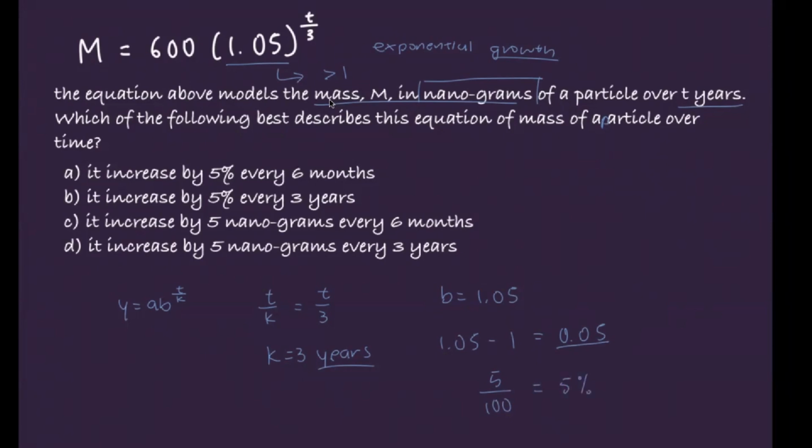So let's take a look at our choices. Every choice mentions increase. That's good. And increase by how much? 5% and 5 nanograms. We can take out C and D. And by how many times? 6 months and 3 years. We figured out it was 3 years. So our answer is B.